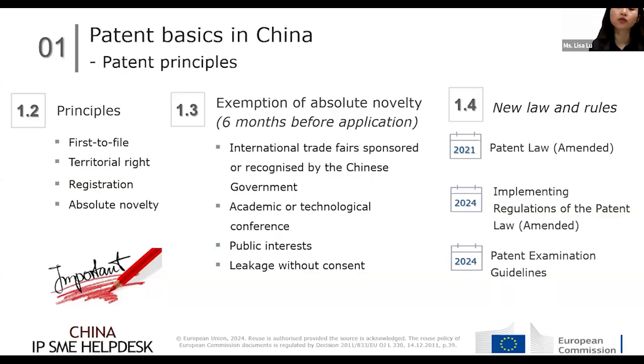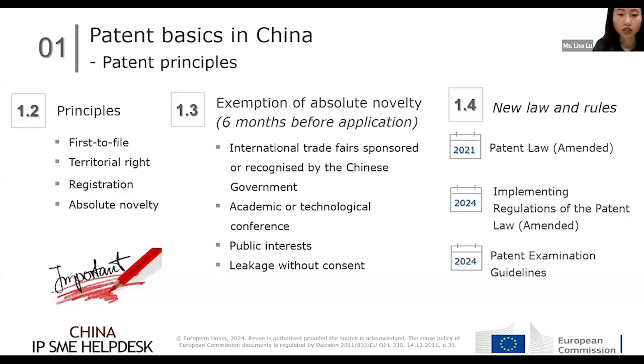The first is if you disclose your invention during an international trade fair sponsored or recognized by the Chinese government. For example, like the China International Import Expo in Shanghai. In that case, you can still file your patent application within 6 months. Of course, you need to supplement the evidence to prove that you attended this international trade fair.